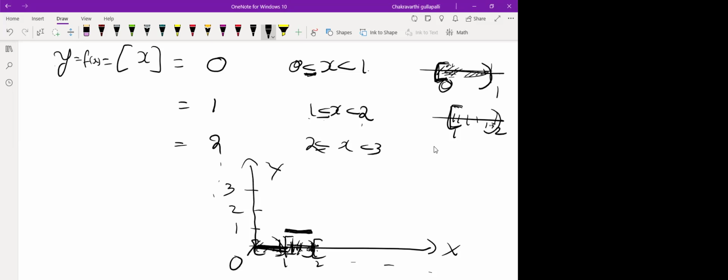Similarly, between 2 and 3, what will you get? When x is 2, what is y? It is 2. When x is 2.1, then also it is 2, because it is the same for all values in between them.